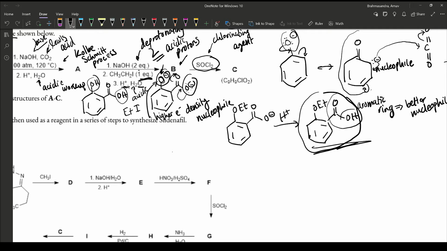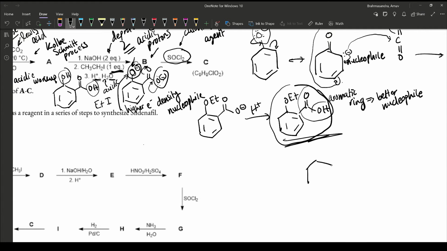So what is it going to do when we have SOCl2? It's going to turn that acid group into an acid chloride group. So we're going to end up with the product of that. Our OH is basically going to be replaced with a chloride. So now we have an acid chloride group.